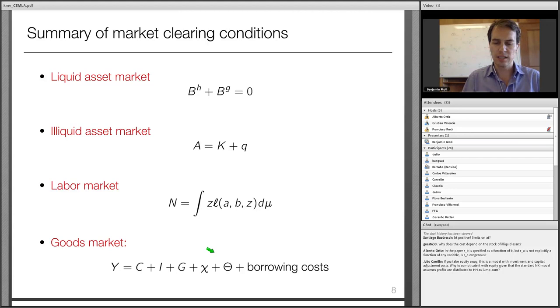Okay, so the question is, I'm not sure I understand the question. If you take equity away, this is a model with investment and capital adjustment costs. I agree with that. So I'm not sure exactly what the question refers to. Let's see.